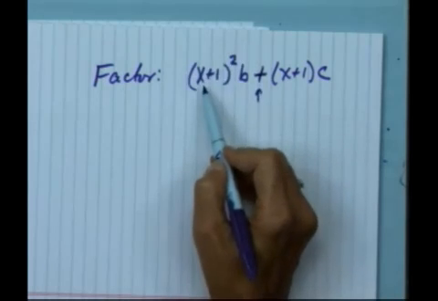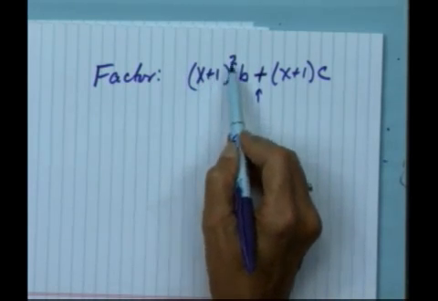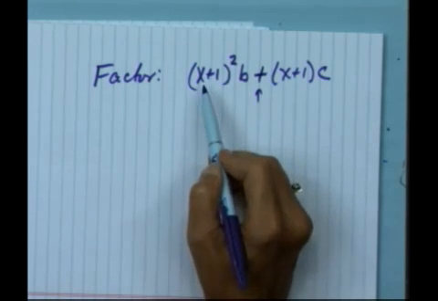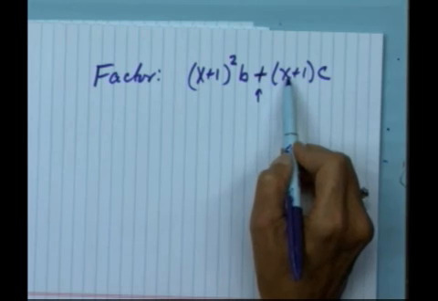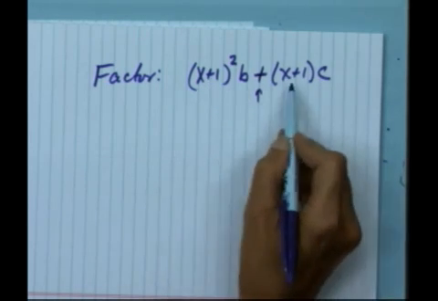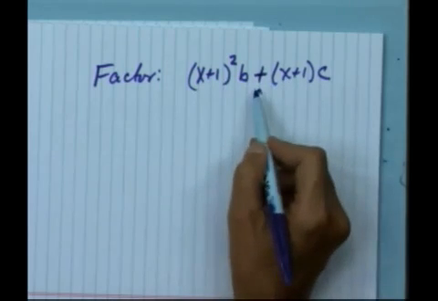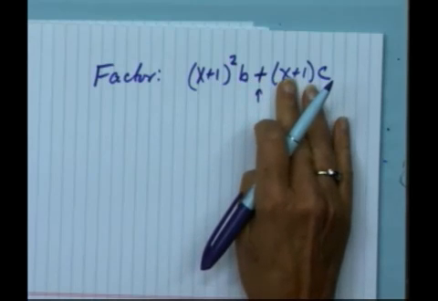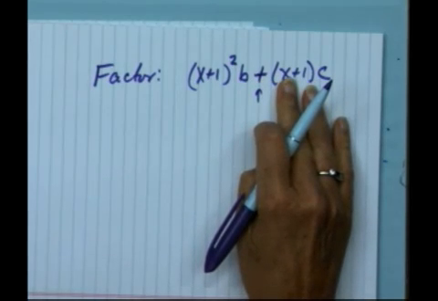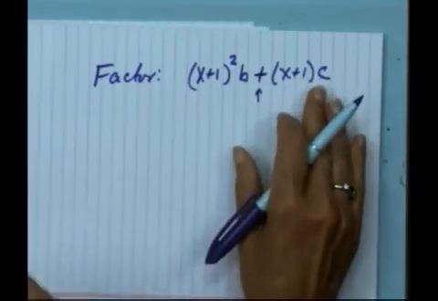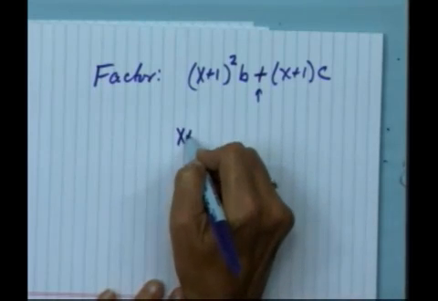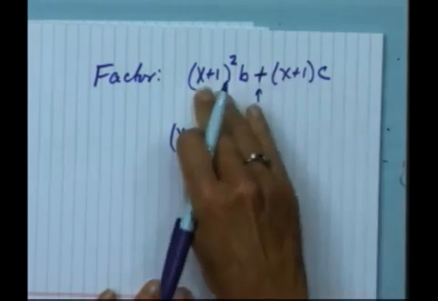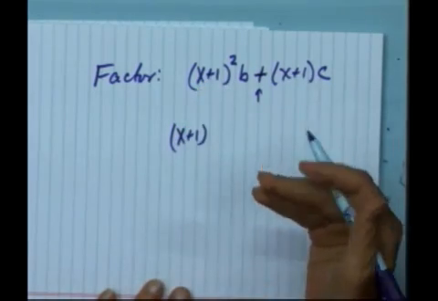In the first term, I have the factor x plus 1 of multiplicity 2. I have the factor x plus 1, and I have the factor b. And in the second term, I have the factors x plus 1 and c. I notice that x plus 1 is in both terms. What is the greatest power on that factor? Actually, it's the lowest, but I'm going to say the greatest factor common to both terms. So that really is the lowest exponent. What factor is common to both here? x plus 1 to the first. That's the greatest factor common to both, which ends up being your lowest exponent.